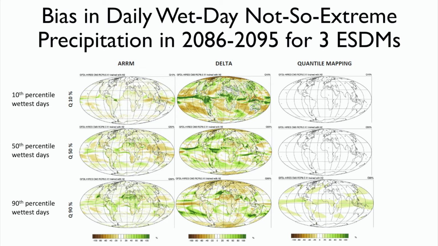What you can see is that the quantile mapping approach that was developed for streamflow forecasting and for hydrological modeling is absolutely brilliant for the 10th percentile, the 50th percentile, even the 90th percentile of wet days. It has the lowest bias of any method. So if you're primarily interested in hydrology, over time scales longer than about 2 weeks, the quantile mapping method is fantastic. The delta method, on the other hand, is really pretty bad.